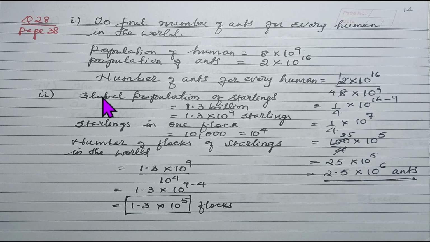So please remember that. Now the global population of starlings is 1.3 billion, that is 1.3 into 10 raised to 9 starlings. The starlings in one flock are 10,000, that is 10 raised to 4. We have to find the number of flocks of starlings in the world. So divide the number of starlings by the number of starlings per flock. Therefore it will be 1.3 into 10 raised to 9 minus 4, that will be 1.3 into 10 raised to 5 flocks. So these are the examples, calculations of exponential notations: addition, subtraction, multiplication and division.